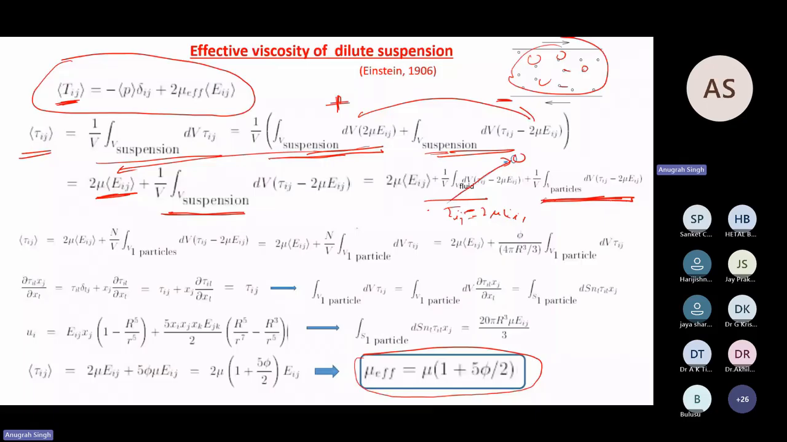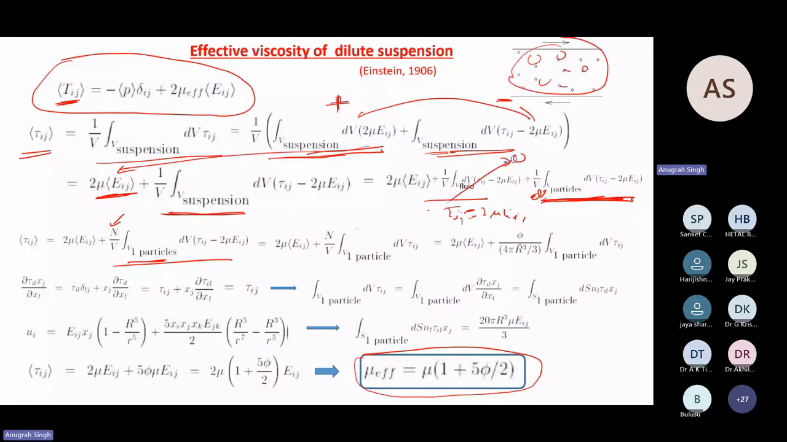Now there are many particles. If there are n particles, the volume integral over many particles is n by V times the volume integral over one particle. Why? Because again all particles are similar, it's the dilute limit. So this is all particles, and this is one particle, but then this n comes. Here n is the number of particles and V is the volume.